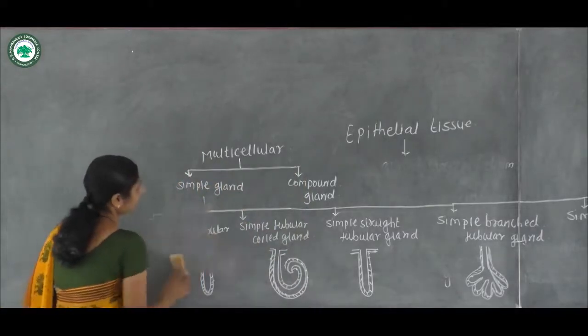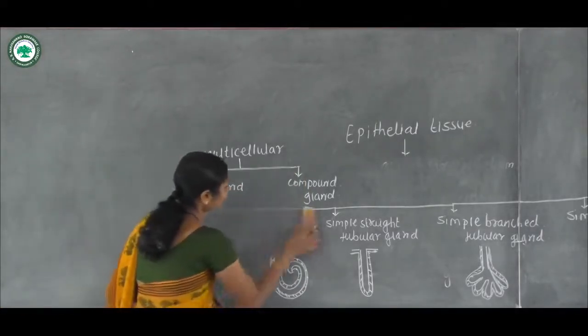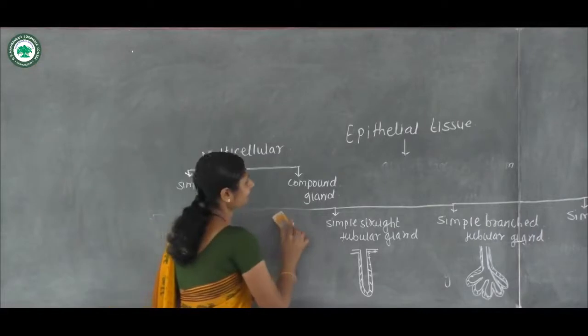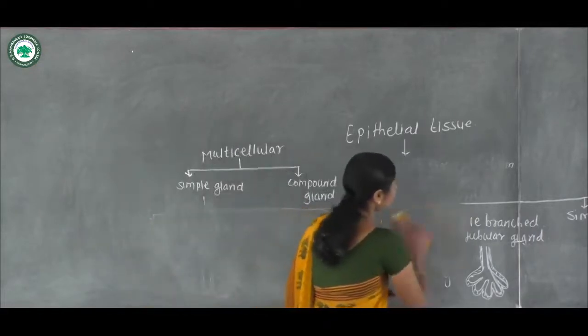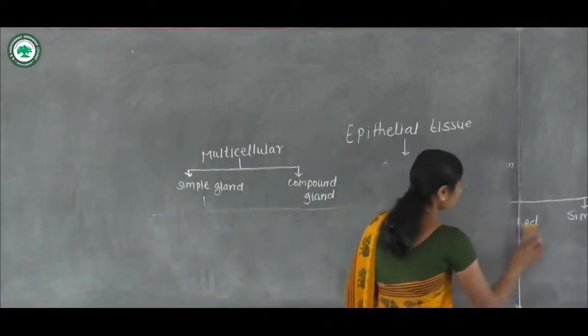Next type is compound gland. These compound glands are complex in structure.